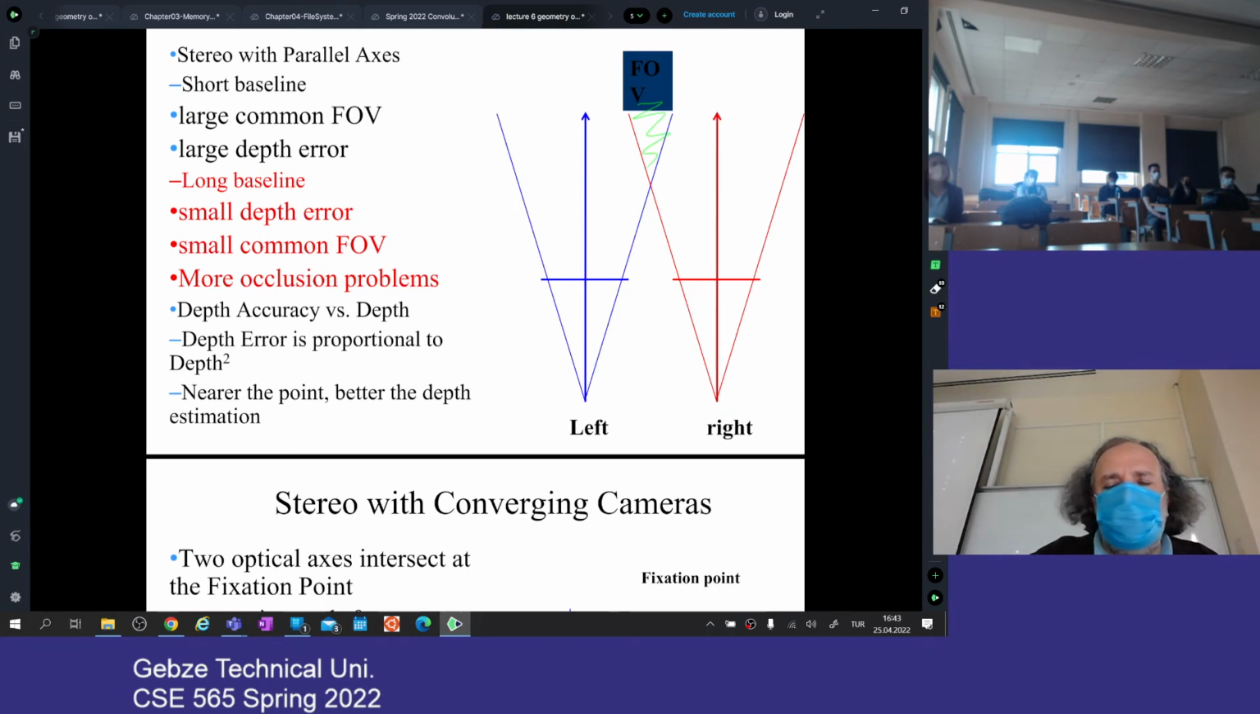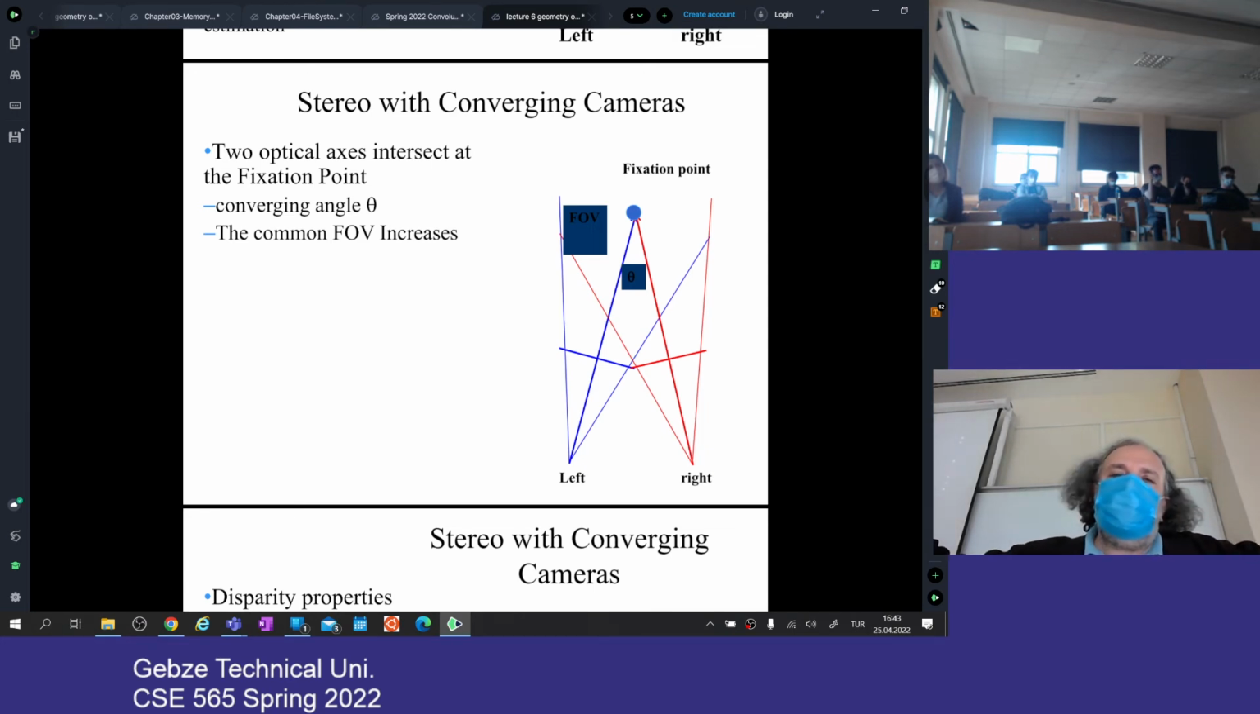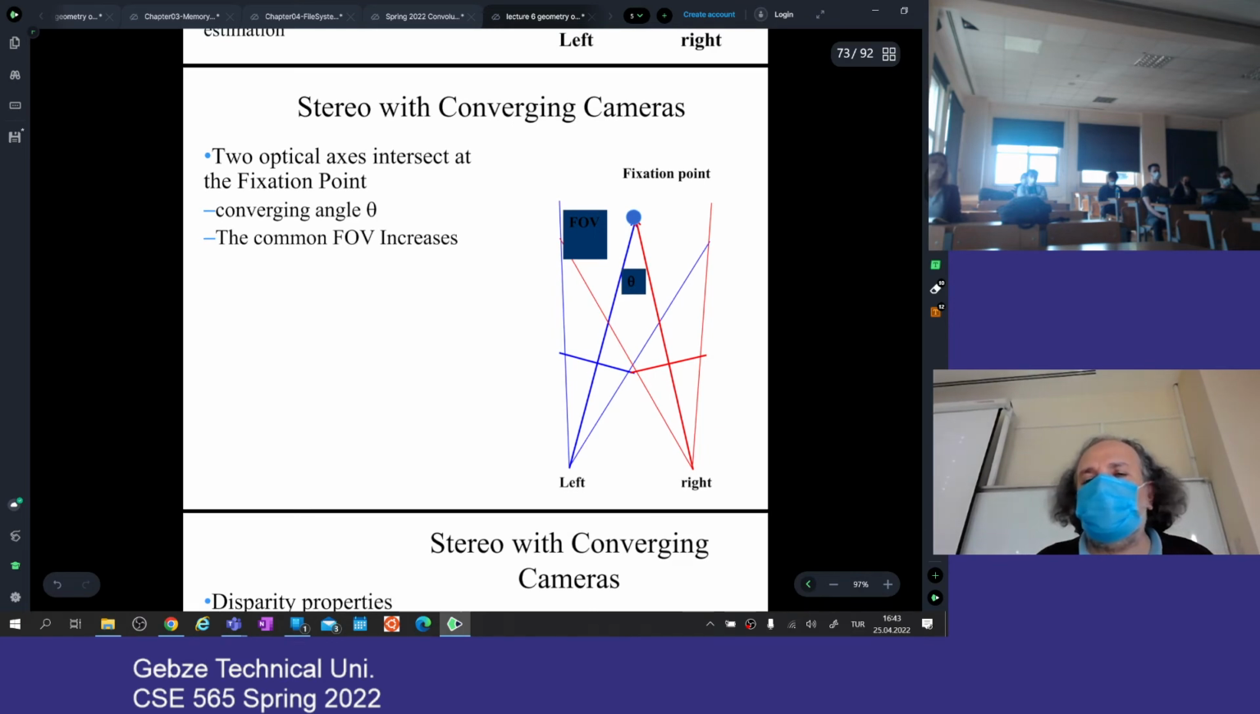So some people say, why don't we do this? Make the left and right cameras separated, a long baseline, but rotate each camera so that their principal points are converging to each other. These are called the converging cameras. So we kind of prefer this kind of configuration.